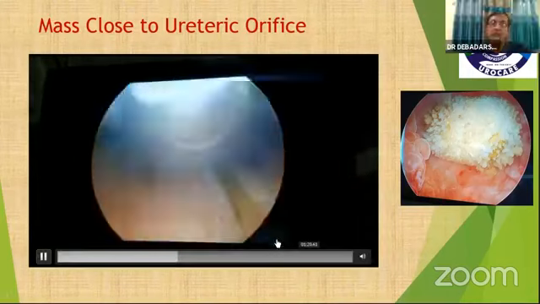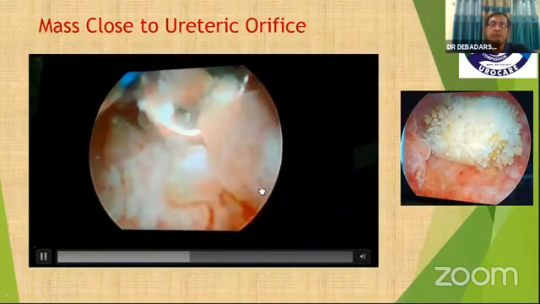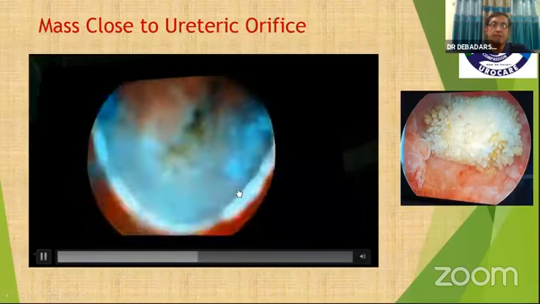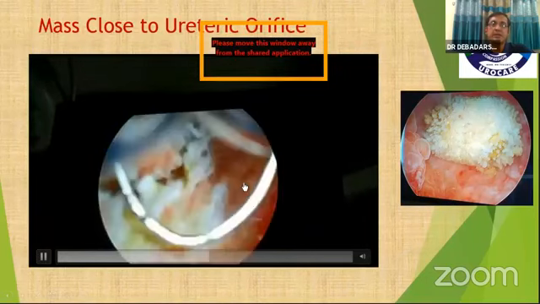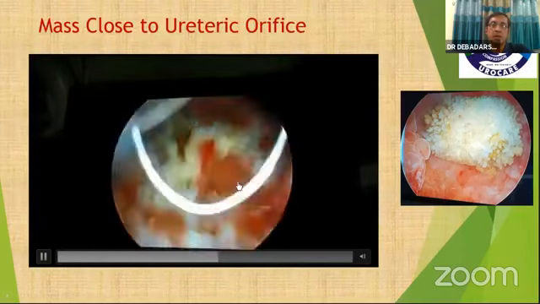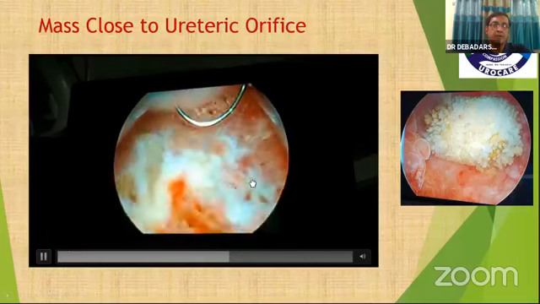This is why with the bipolar, we can do the resection very confidently without harming the ureteric orifices, even if it is very nearby and close to the orifice. You see this very patulous wide ureteric orifice.